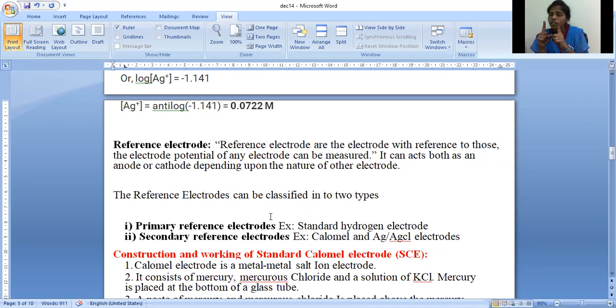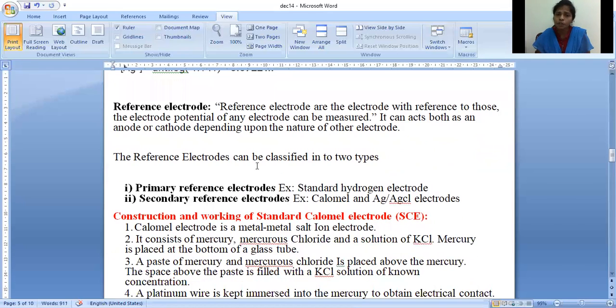It can act both as an anode or cathode depending upon the nature of the other electrode. I said, this is the reference electrode whose electrode potential value is known, and this is the unknown electrode whose electrode potential value is unknown. Yes, this is the reference electrode. This is acting as either cathode or anode. It depends on the other electrode potential value. So how can we say? Based on the electrochemical series. For example, if it is at the top position in the electrochemical series, obviously the other will be at the bottom position. Top one is anode, bottom one is cathode. Yes. So like that, the reference electrode acts as anode or cathode.